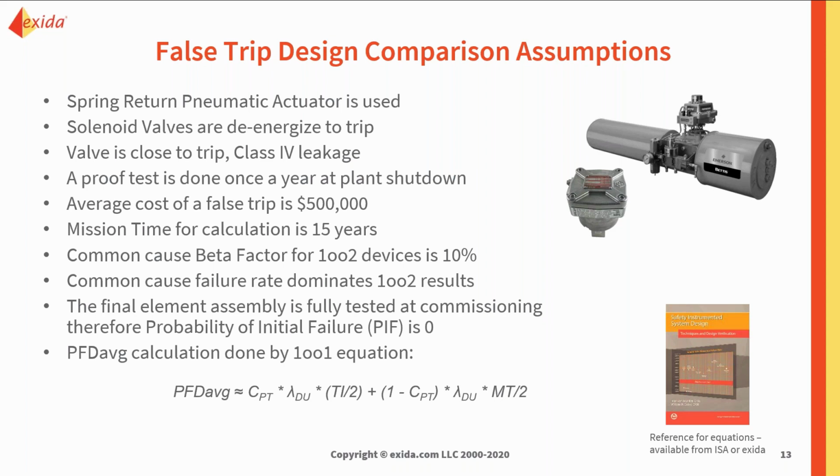Also, we assumed that whenever you received your final elements, you received your assembly, you put them through testing and commissioning, and you know that they are ready and willing to work, that you're not going to have an initial failure right out of the box. You've already tested, ruled that out. So with those assumptions, we were able to create the different architectures and look at both safety and reliability.